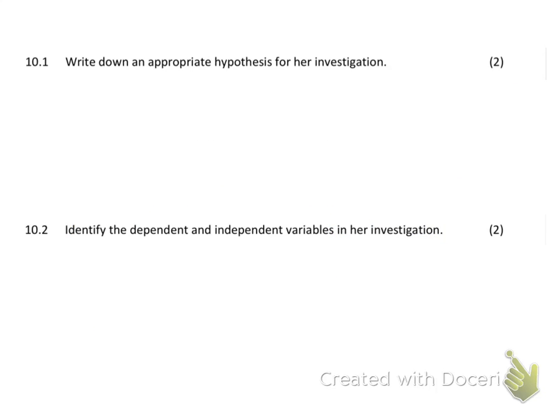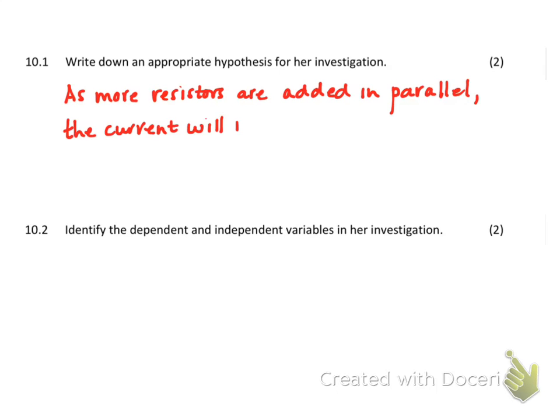10.1, an appropriate hypothesis. Remember, hypothesis is what we call a testable guess. So you guess at the relationship between the two variables. So you simply state the independent variable, and in this case, as more resistors are added, that's our independent variable. We then guess what the relationship would be, and in this case, the hypothesis will be that the current will increase. Remember always to give a hypothesis that you can justify sensibly with science. As you add more resistors in parallel, their combined resistance decreases, so you would expect an increase in current.